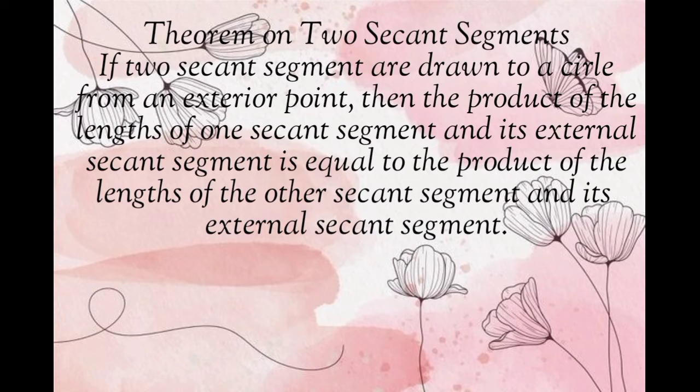Theorem on two secant segments. If two secant segments are drawn to a circle from an exterior point, then the product of the lengths of one secant segment and its external secant segment is equal to the product of the lengths of the other secant segment and its external secant segment.